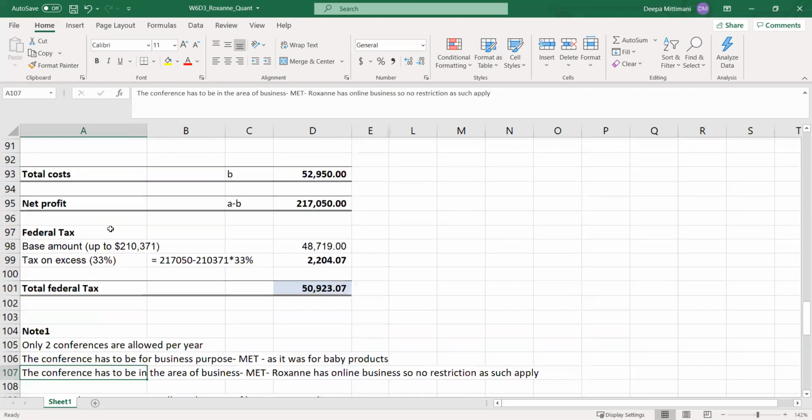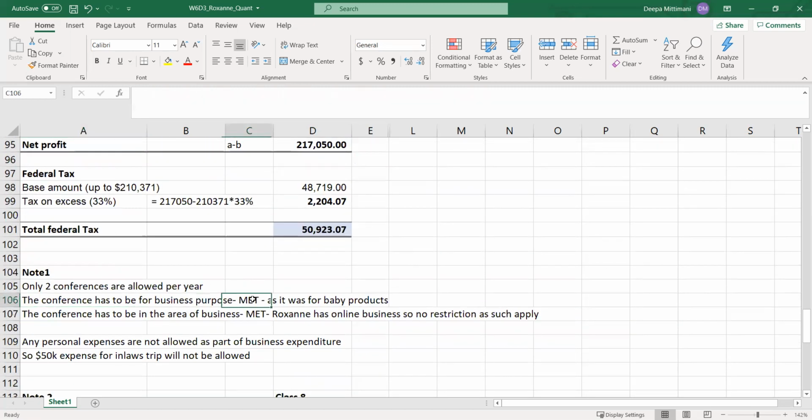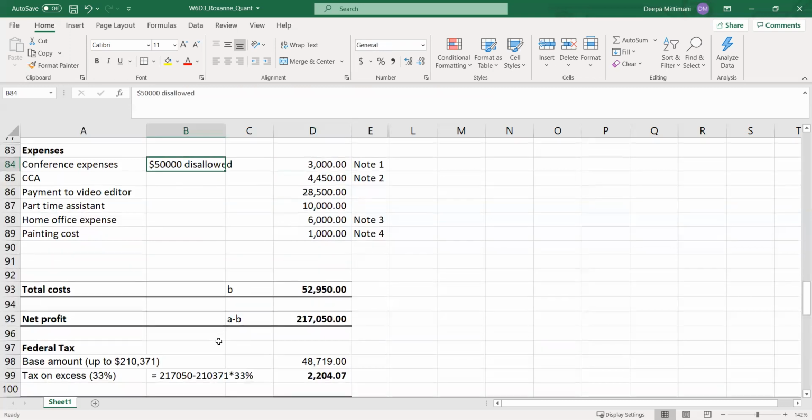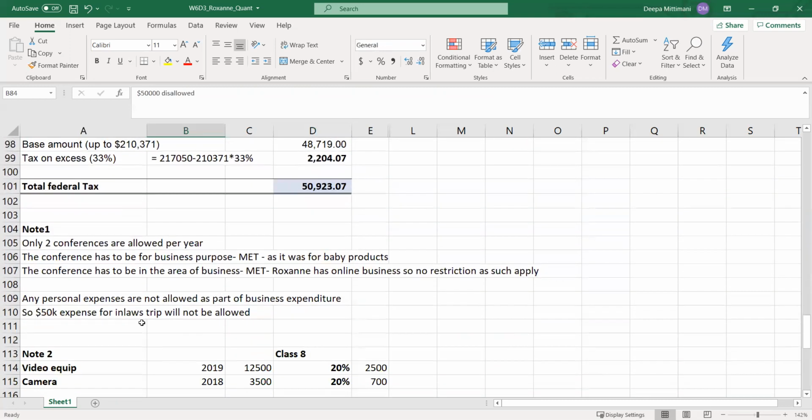Okay, so the tax rule, I have mentioned it here, how it applies by giving specific case facts, and then with those case facts, what is the amount? Now I'm saying that here 50,000 is disallowed and I'm giving expenditure here. Any explanation here: any personal expenses are not allowed as part of the business expenditure. So the 50K expense for the in-laws trip will not be allowed.